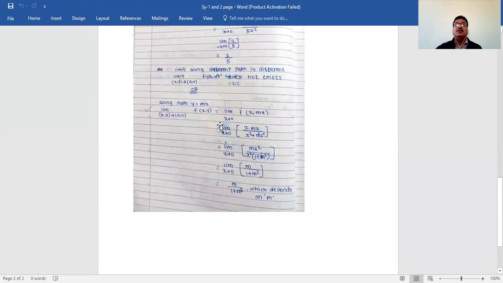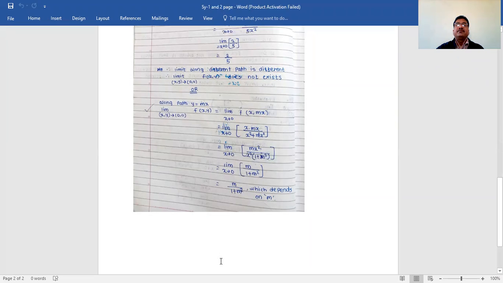We will mostly use the second method, that is, take the path in terms of m and find an answer that depends on m. If the answer does not depend on m, and we have zero or some constant number, then we cannot say that the limit along different paths is different. So take care that the answer of the limit depends on m. Or another method is to find two paths such that the limits along those two paths are different.